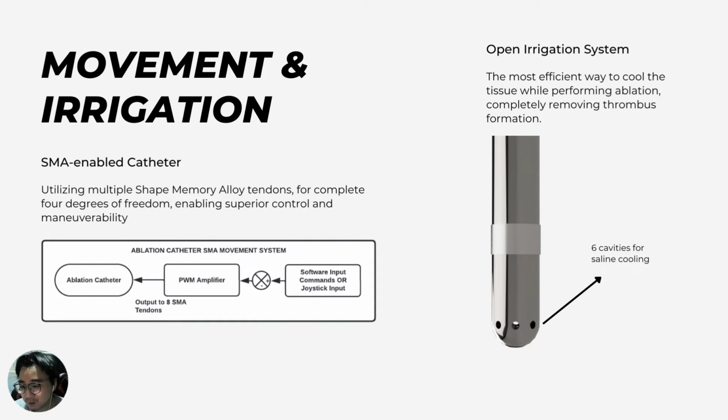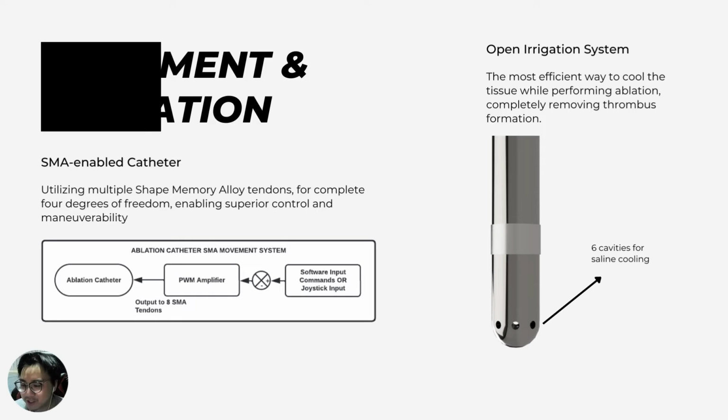Note that this is also the only difference from the mapping catheter, where the rest of the components are completely identical with one another. The catheter would also feature an open irrigation system, which would have 6 cavities for dispersing saline flow. This is done to help cool the heart's tissue during ablation, eliminating the danger of steam pops and thrombus formation.